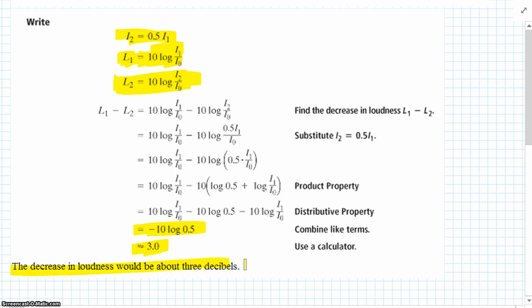So study this as an example and kind of see what they did. Okay, the biggest thing is understand the equations that they used. Okay, the next video we'll finish this out.